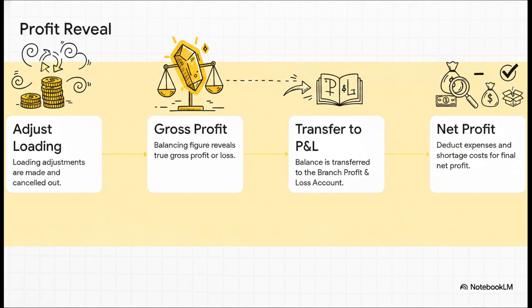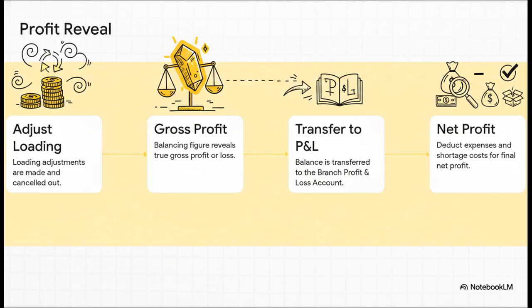And this balance right here, this is the actual gross profit or gross loss generated by the branch based on historical costs. Moving into step 3, we take this newly verified gross profit balance and transfer it directly into the branch profit and loss account. Finally, step 4 is where we deal with the real operational realities. Inside the branch P&L, the head office deducts the actual branch expenses. And crucially, this is also where the actual cost of stock shortages gets recorded.